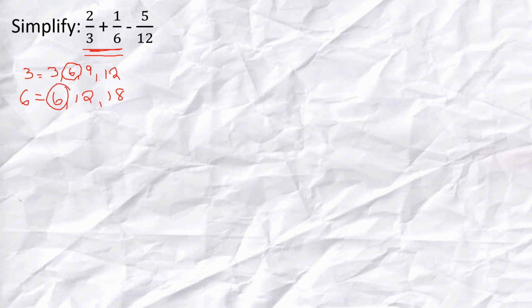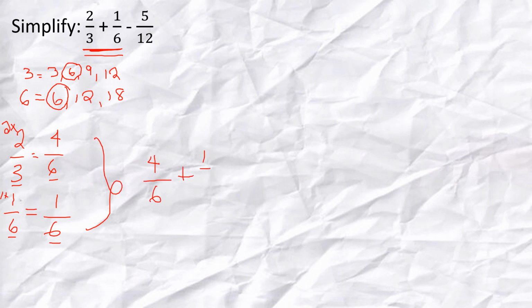We can now change this to similar. So we have 2 over 3 and 1 over 6. By using the denominator 6, we have 6 divided by 3, that is 2. 2 times 2, that is 4. 6 divided by 6 is 1. 1 times 1 is 1. Let us now add the two. We have 4 over 6 plus 1 over 6. So the answer now is 5 over 6. So we already solved this first operation. We can now perform the second one.